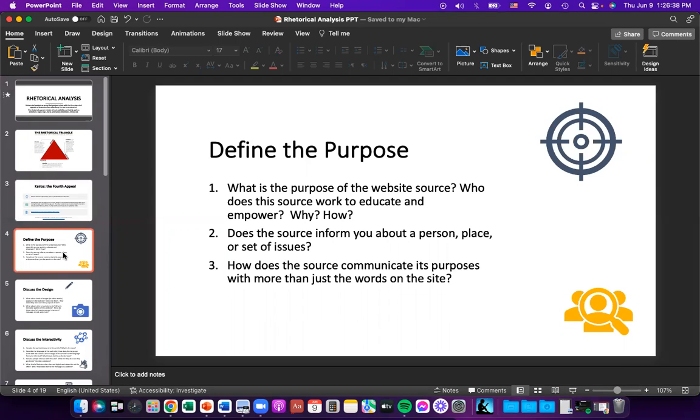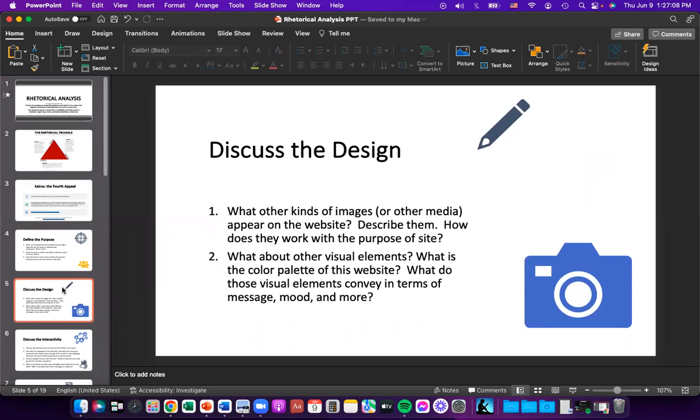Are they trying to inform you about a person, place, or set of issues, or maybe a timeline of events? And then, besides just words, what are some other ways that these websites communicate meaning to you and fulfill their purpose? So we're thinking color, we're thinking images, we're thinking shapes, a lot of those visual designs that you could find on your prompt. Think about the design.